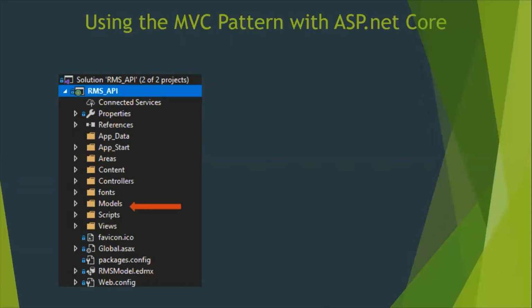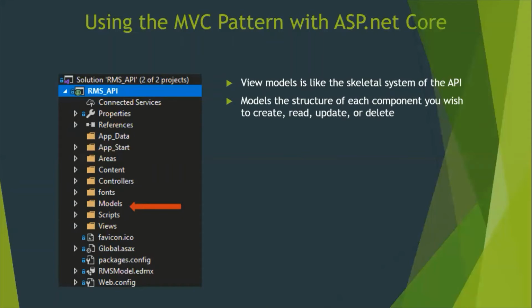So as I mentioned before, ASP.NET Core uses the MVC pattern, which stands for Models, Views, and Controllers. The models I like to think of as the skeletal system of your API. In other words, it gives it the structure of what your object in the database looks like. So it models the structure of each component you wish to create, read, update, or delete.